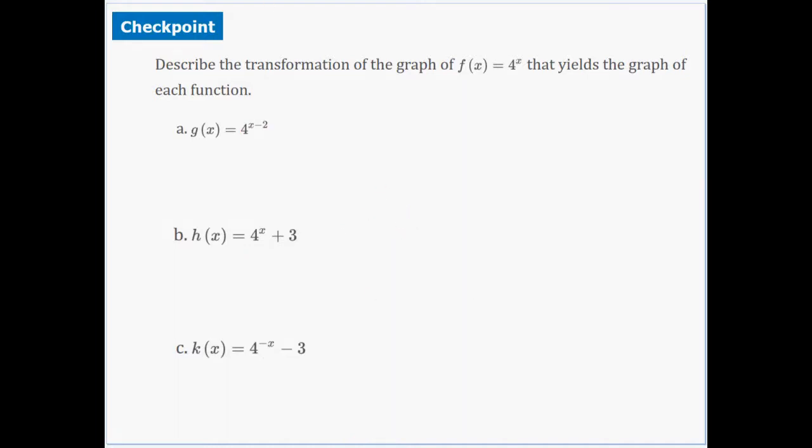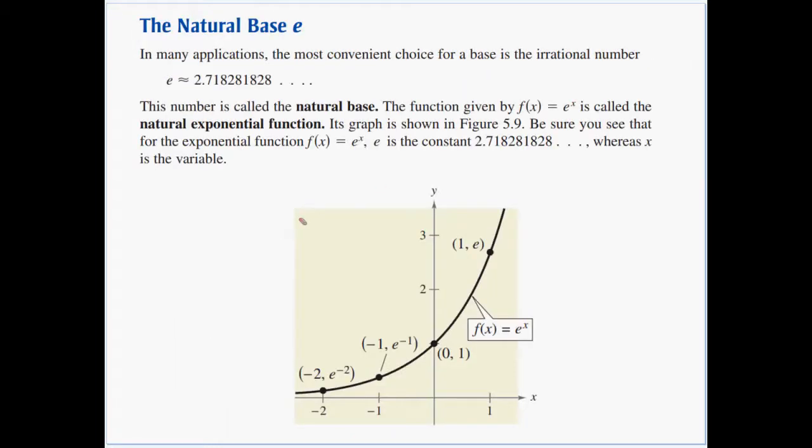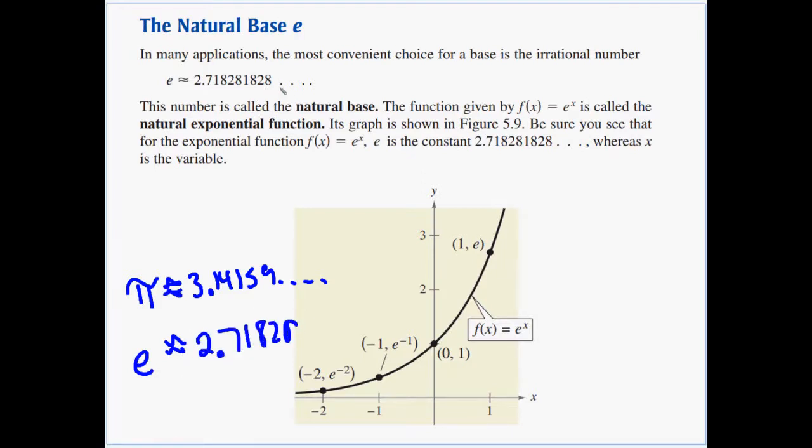All right, up next is a very special exponential function. They call it the natural base, base e. E is a number a lot like pi. Pi is irrational, non-repeating, 3.14159, blah, blah, blah. E is kind of the same thing. It's approximate. I should add approximate with the pi too. But this is approximately 2.718281828 dot, dot, dot. It goes on forever just like pi, and it never repeats.